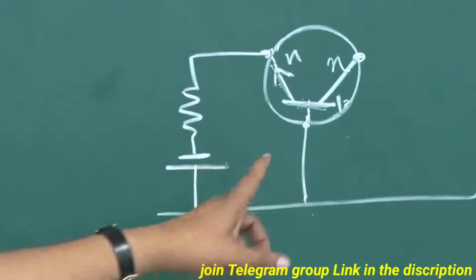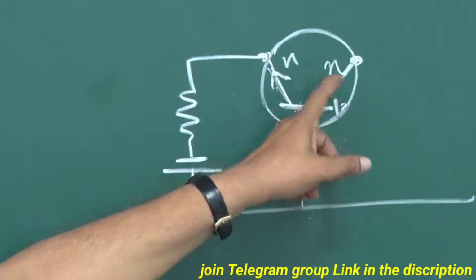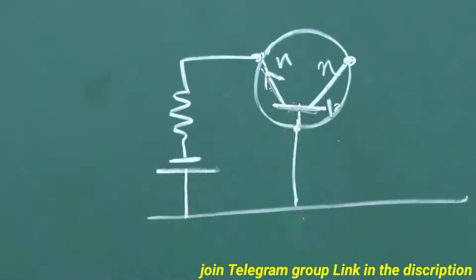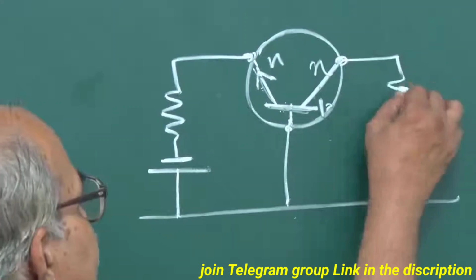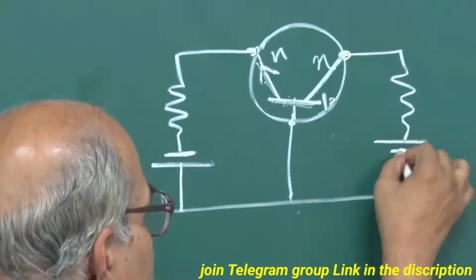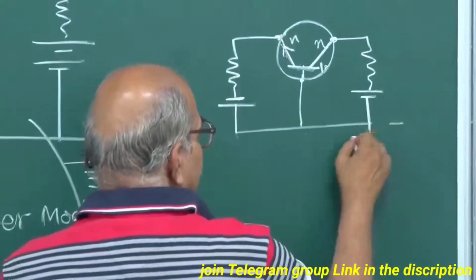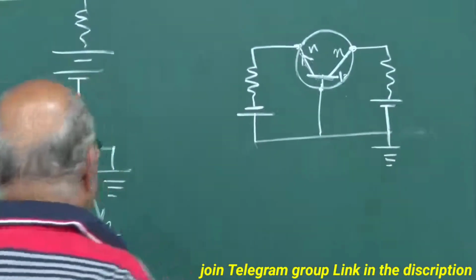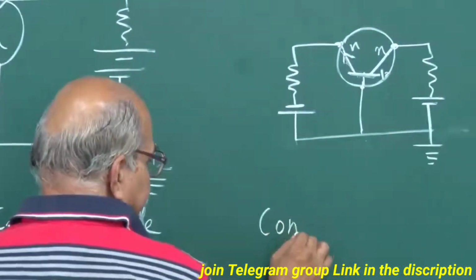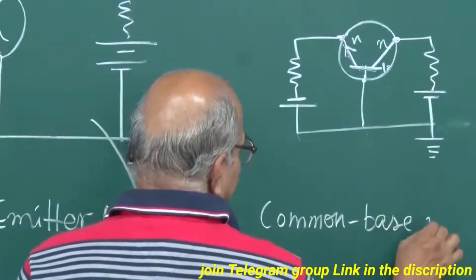On the other side, this base-collector junction should be reverse biased, and this is N. So this N should be at a higher voltage as compared to this, and so if you put a resistance here and a battery here, this should be positive here and negative here. Okay, you can call it ground, and so on. So this is common base mode.